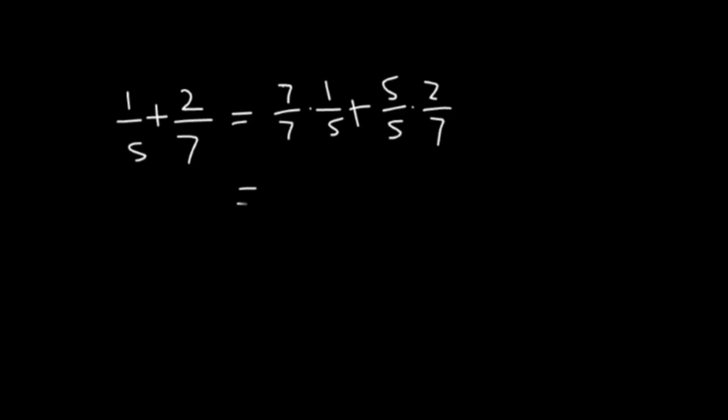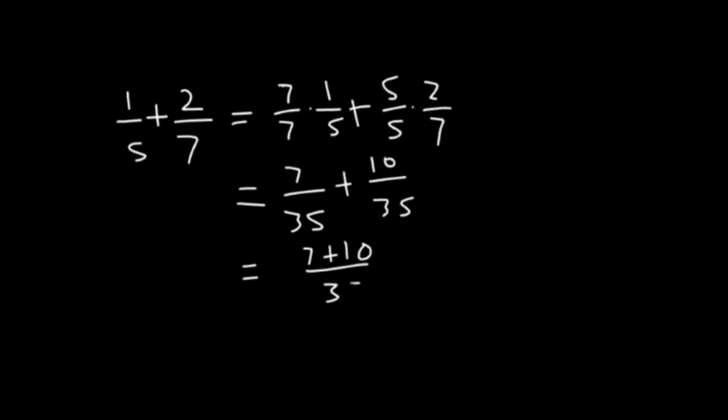So 7 times 1 is equal to 7, and 7 times 5 is equal to 35, plus 5 times 2 is 10, 7 times 5 is 35. Now our denominators are the same, so we can add only the numerators. So we have 7 plus 10 over 35. So 7 plus 10 is 17 over 35. So this is our answer.